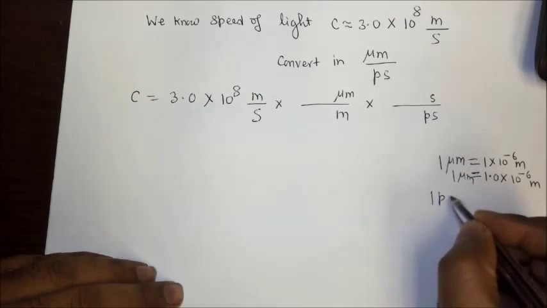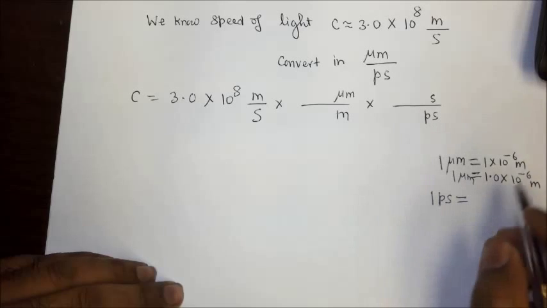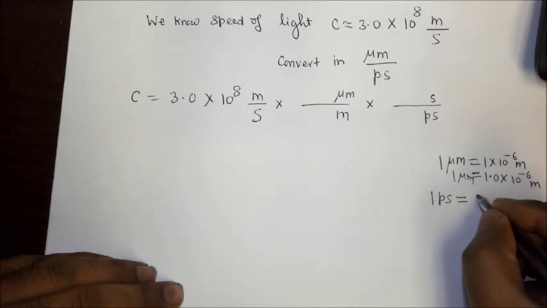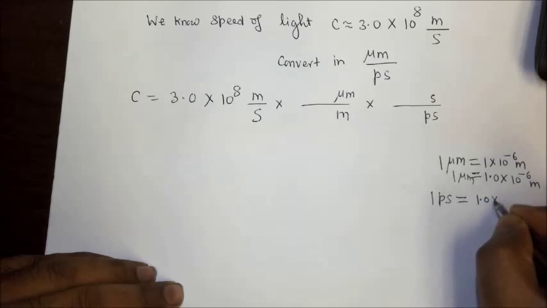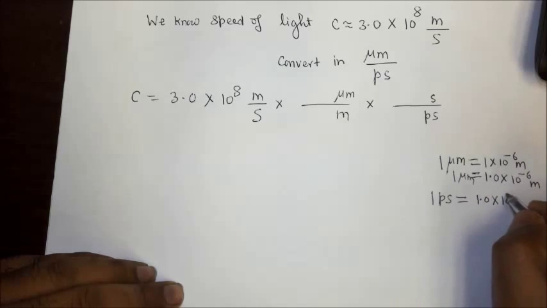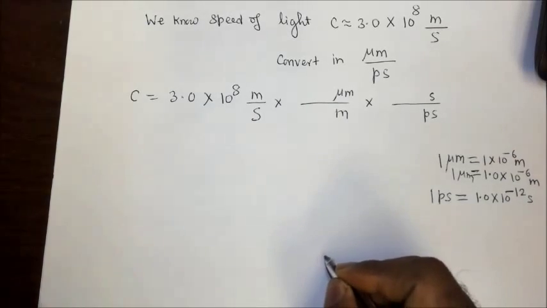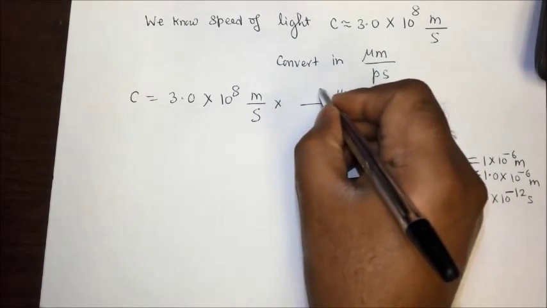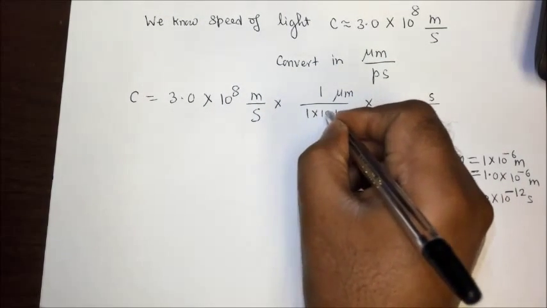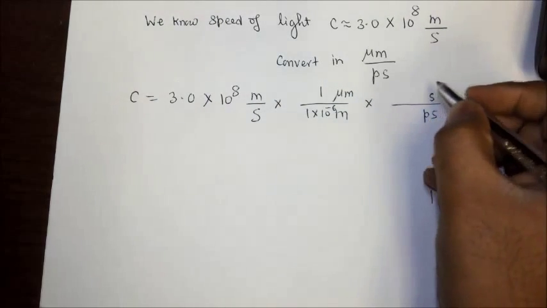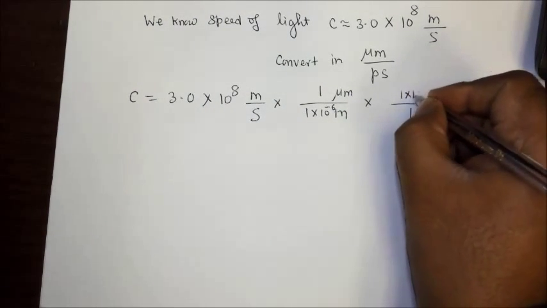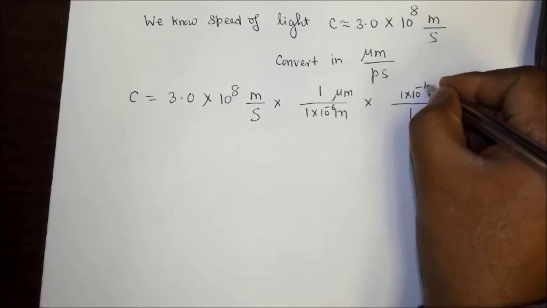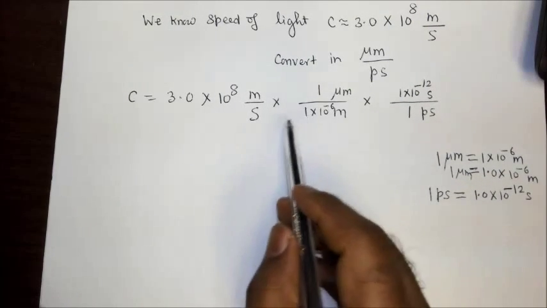1 picosecond is 1.0 times 10 to the power minus 12. Pico means 10 to the power minus 12 second. So what happens here? 1 micrometer is 1 times 10 to the power minus 6 meter. 1 picosecond is 1 times 10 to the power minus 12 second. I'm just copying the numbers from here.